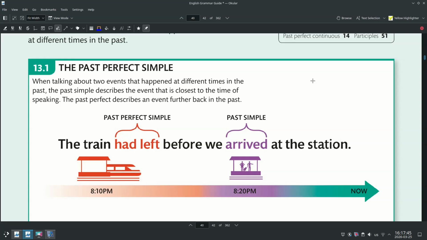We have this example. The train had left before we arrived at the station. We have two actions, had left and arrived. The action had left happened earlier, and the action we arrived happened later. So, we use the past perfect simple to show the chronological order by marking the earlier action.